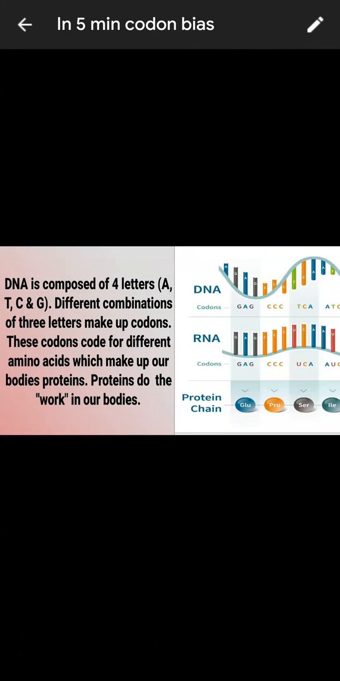These codons code for different amino acids, which make up our body's proteins. Proteins do the work in our bodies. On the right-hand part of the screen, you can see this process where in the green, 3 letters of DNA, GAG, code for a particular amino acid at the bottom in the protein chain, glycine in this case.